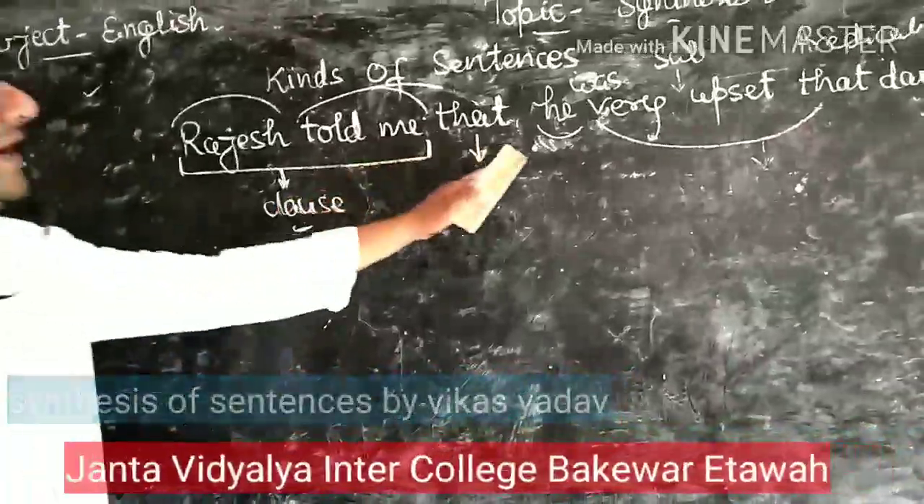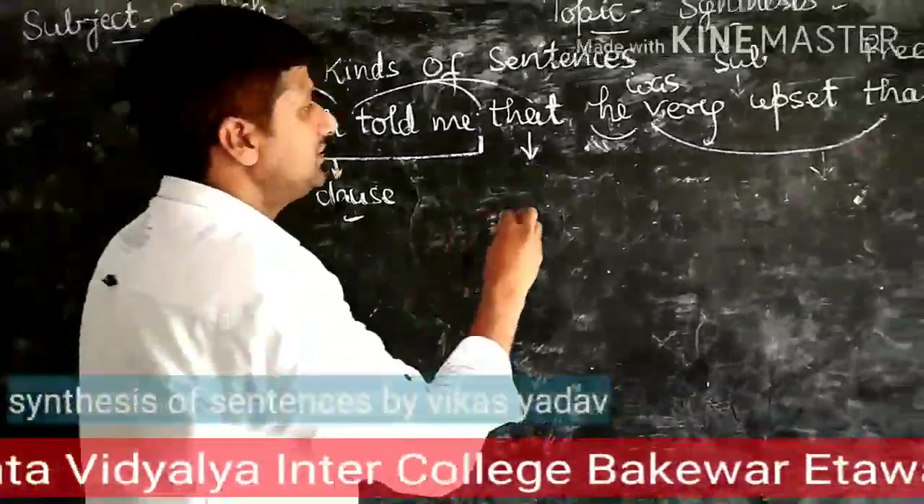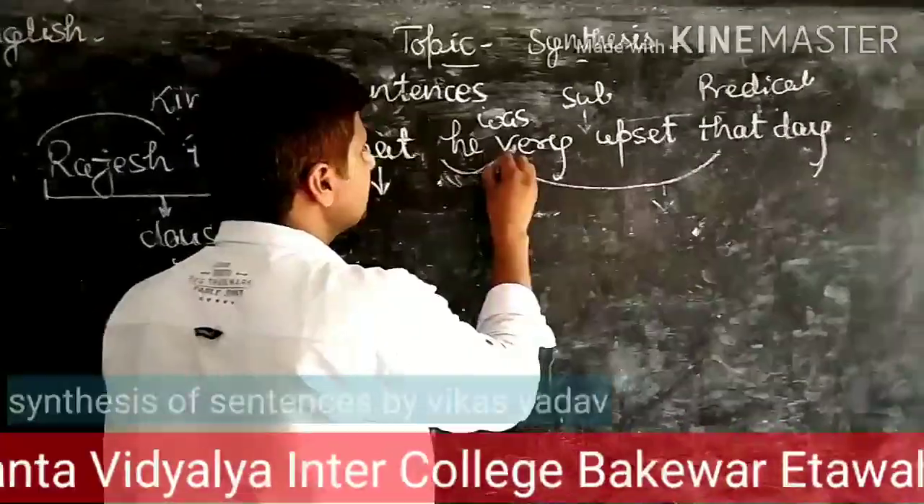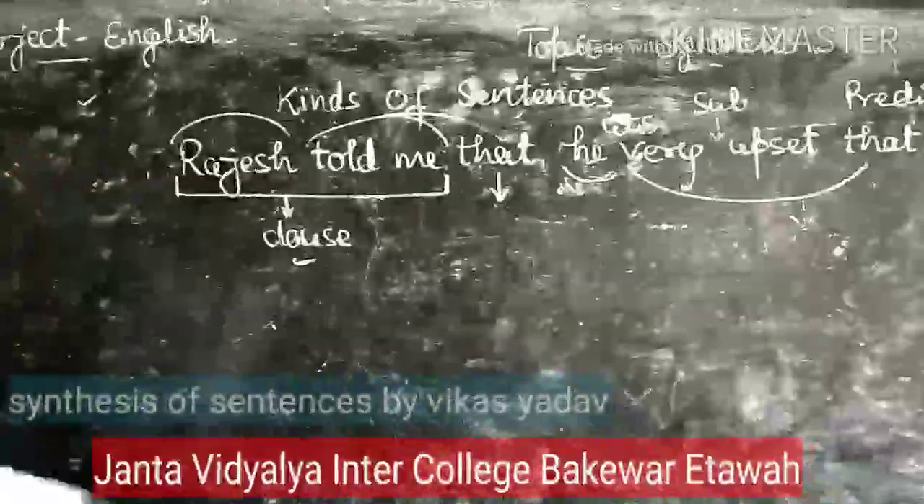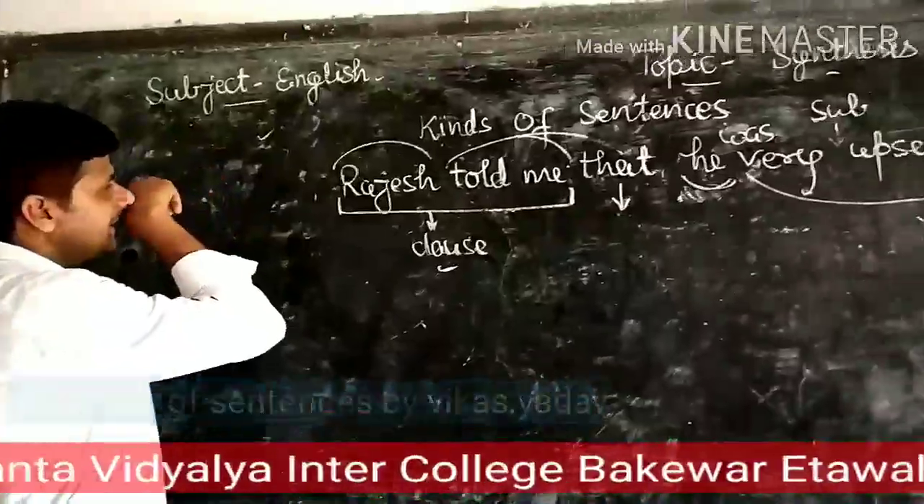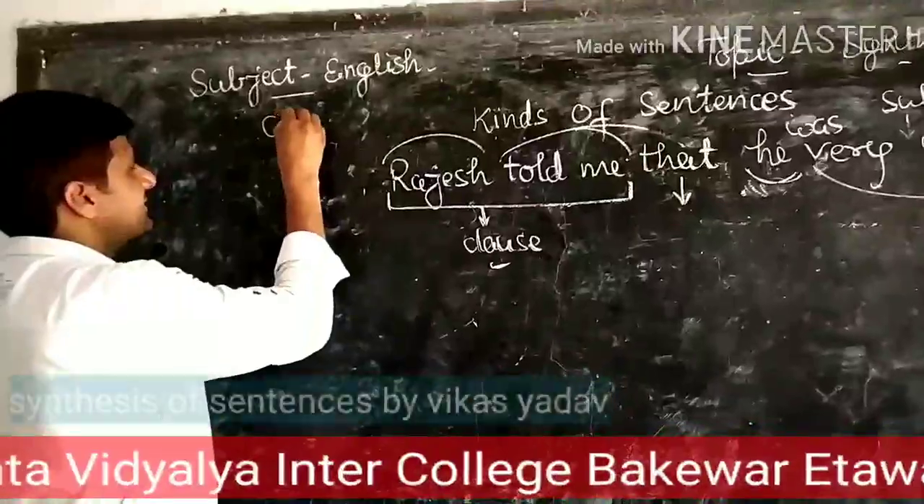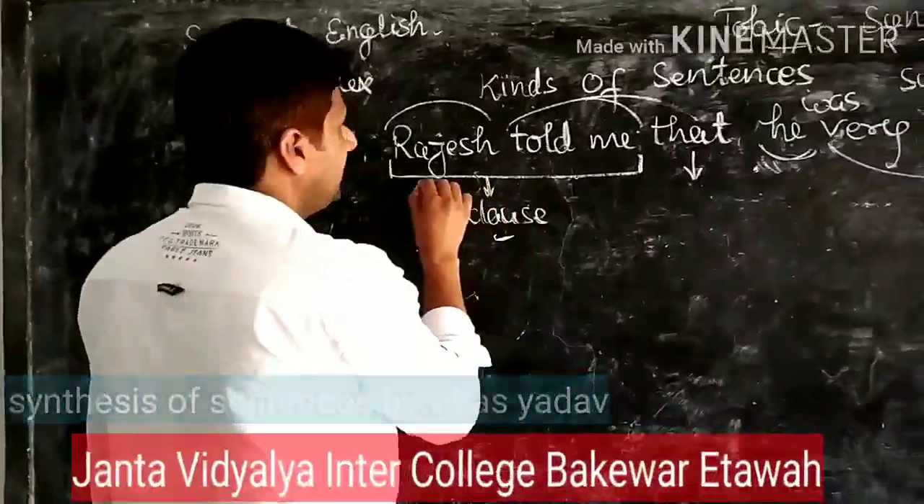Rajesh told me that he was very upset that day. In this sentence, you see there are two clauses. One clause is here, he was very upset that day, and the first clause is here, Rajesh told me. So, in this way we can say that this is a complex sentence which has more than one clause. It has two clauses.